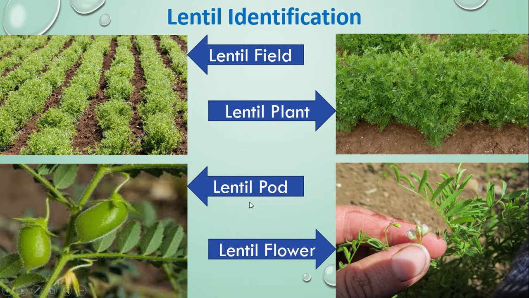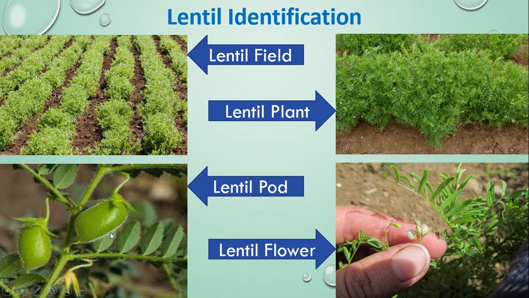Here you can observe some pictures to help you identify the lentil plant. This is the lentil field, and the plant looks like I told you before. This is a herb type, a little bit bushy as well. This is the main field. This is the line sowing method of plant, and this is the individual plant. And this is the flower of the lentil plant, which is whitish in color and very small in size.